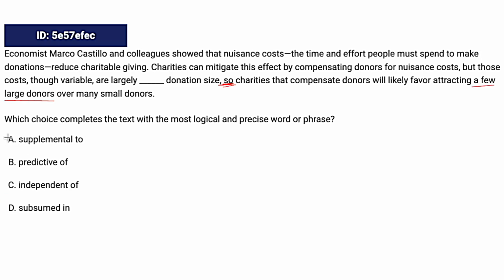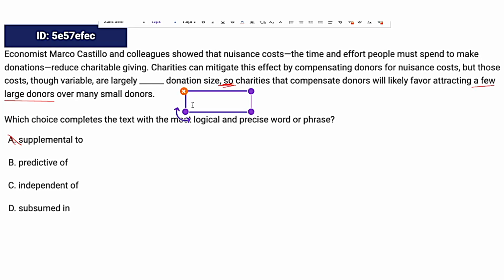So supplemental to, a supplement is something that you add on, right? If you think about supplements for your diet, if you take like an iron supplement, that is additional iron that you're having other than the iron from your food. I said it's going to be unrelated to donation size, so that doesn't work. And let me actually write down my prediction here just so neither of us forget. So unrelated to, or not tied to, something like that.